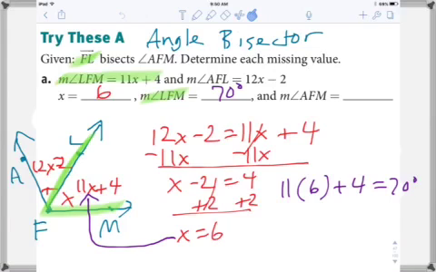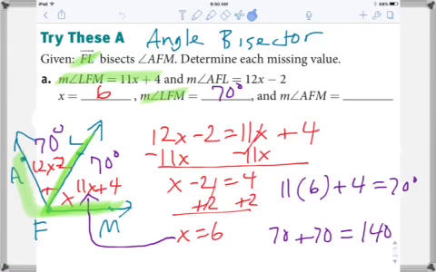The other one that they're asking for is angle AFM, which in this case is the whole thing. That's the whole thing here. And probably the easiest way is, since this is an angle bisector, and since this angle is 70 degrees, this angle must also be 70 degrees. So it's just going to be 70 plus 70, or 70 times 2. So it's 140 degrees.